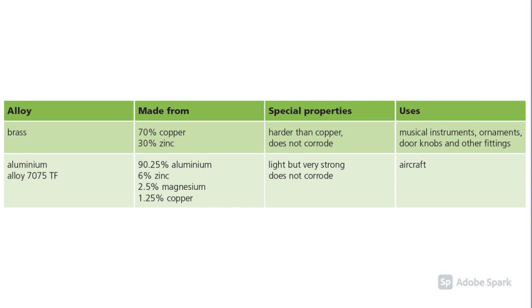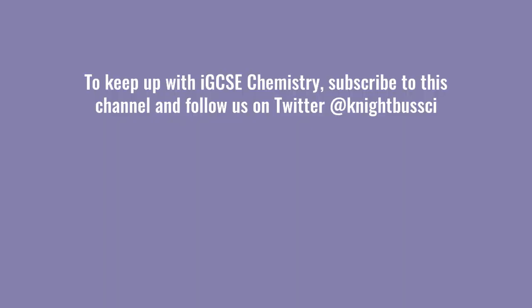Look at the aluminium alloy in the table. Aircraft need materials that are light but very strong and will not corrode. Pure aluminium is not strong enough, so hundreds of aluminium alloys have been developed for aircraft parts. It is really important for you to be able to understand and explain why an alloy has different properties due to the differences in size of the metals that make up a mixture.